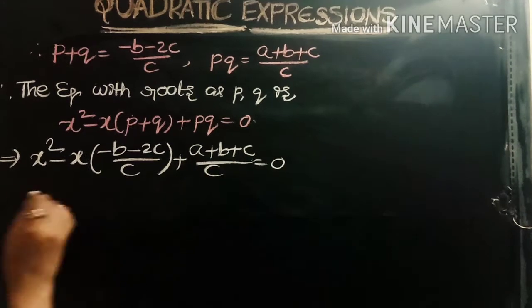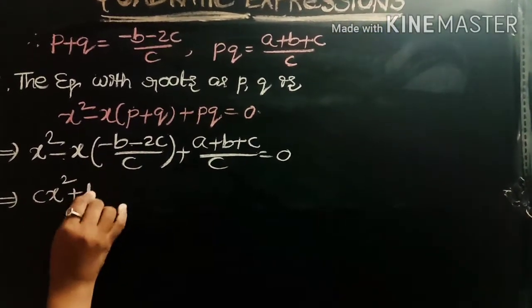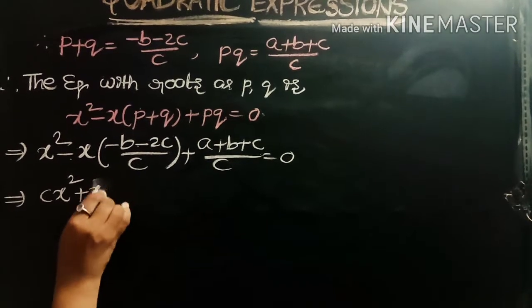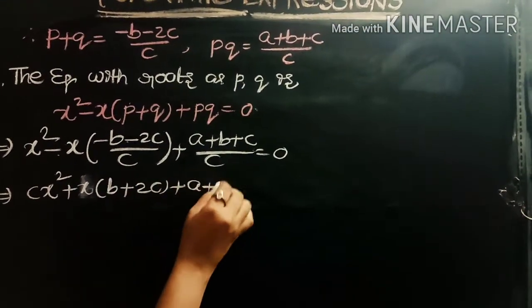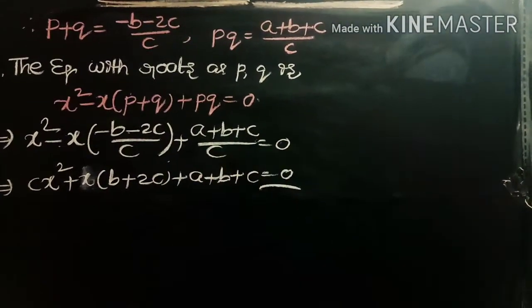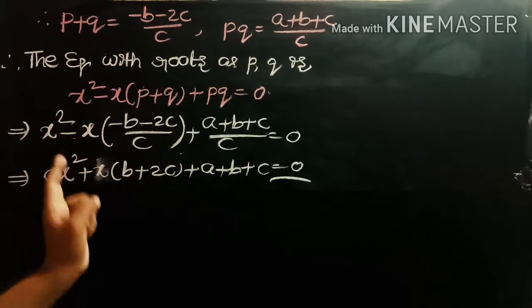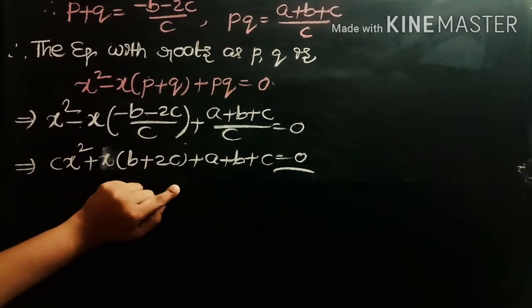Now taking c LCM here, that is c x square minus of minus becomes plus, b plus x into (b plus 2c) plus (a plus b plus c) equal to 0. So this is the required equation. 0 into c becomes 0. So c x square plus x into (b plus 2c) plus (a plus b plus c) equal to 0. That's all. This is the answer.